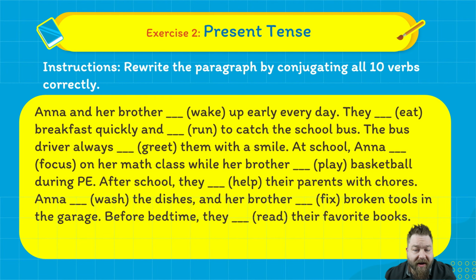Anyways, exercise number 2. Rewrite the paragraph by conjugating all 10 verbs correctly. Now take your time, pause the video, and see if you can get all of these correct. But I know you can. I believe in you. Now you paused that video. I'm sure you did. Let's take a look and see if you got all of these answers correct. But I'm pretty sure, I feel positive. I feel optimistic that you understand this entire lesson and don't have any issues.